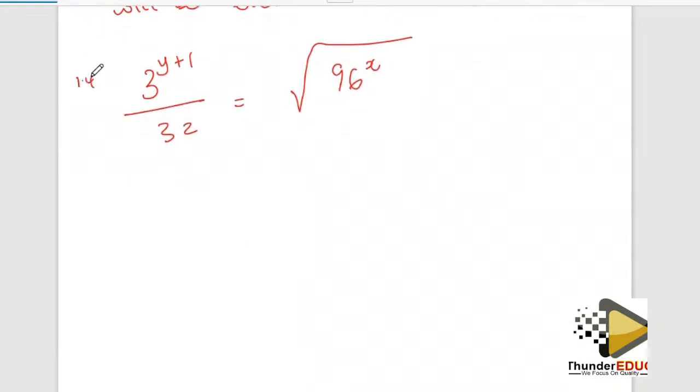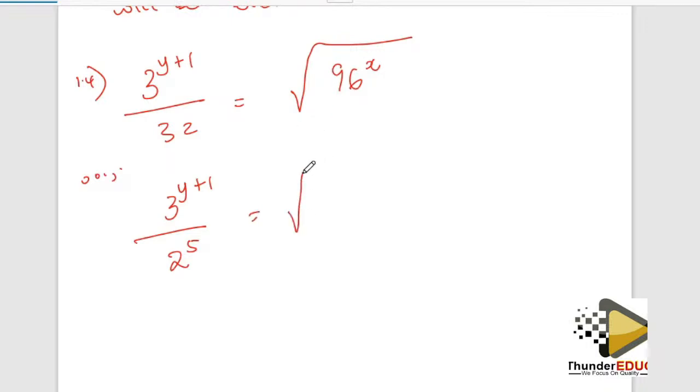Okay, so I know 3 to the y plus 1 is fine. 32 can be written as 2 to the exponent of 5. You can use your calculator to do that. Press 32 equals and then shift, and then the factorization button. Okay, that button with the dot comma something. After pressing shift, you get that.